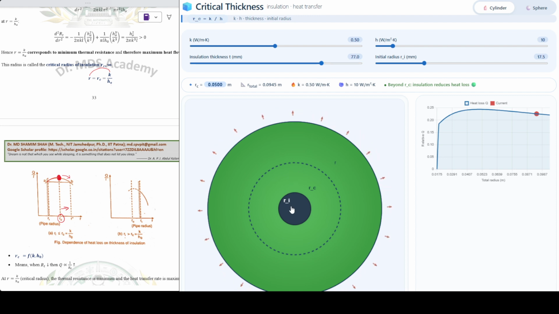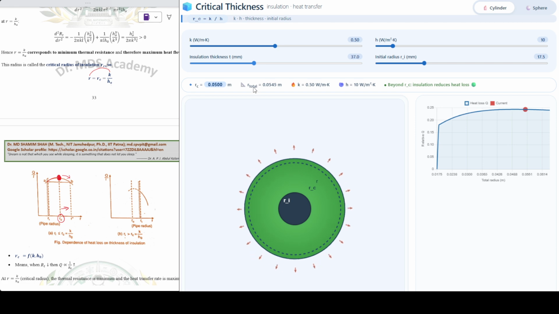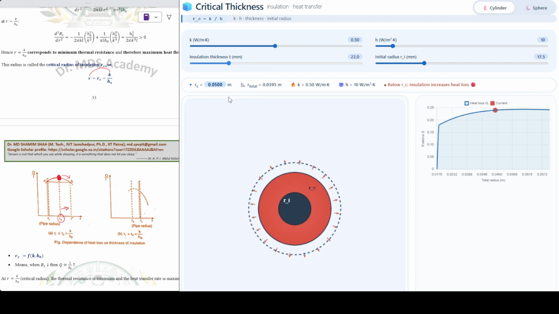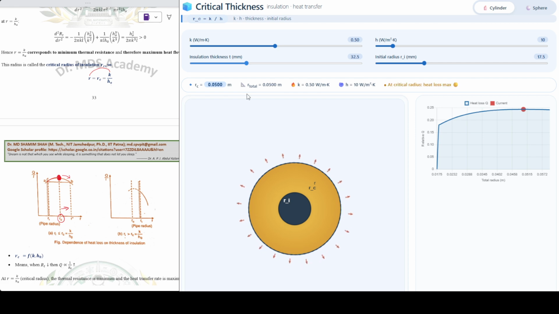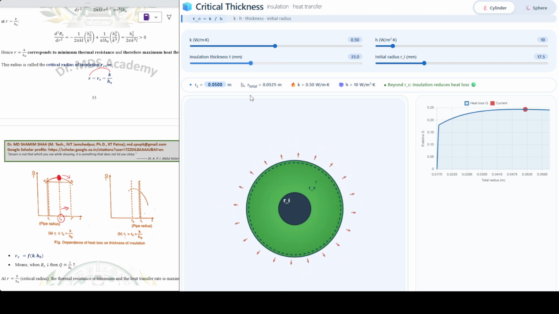So we can say that the radius RC is only up to here. Beyond that, when you laminate any bare rod, the heat loss will reduce. Or below this shaded region, what happens? See here, the green shaded region is coming below the dotted line. It means that the heat loss is decreasing. When it is crossing the dotted circle line, again the heat loss reduces. So maximum heat loss takes place at the dotted circle line.